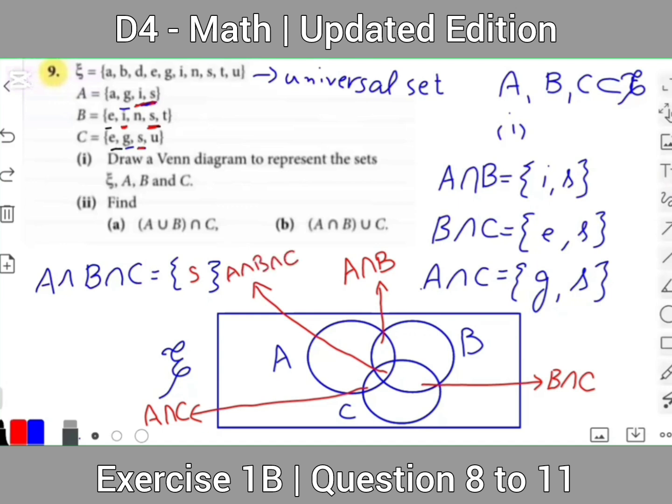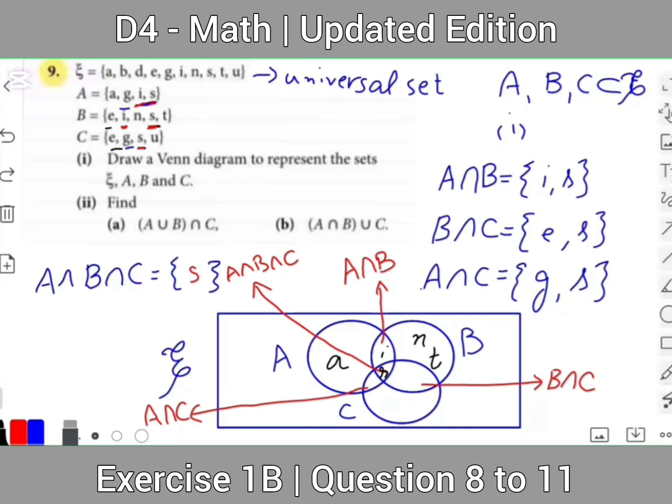Now we will fill in the elements in the respective regions. Since A intersection B is I, we will write down here I. And S will be written in the region A intersection B intersection C. The remaining elements in the set A will be A only. And the remaining elements in the set B will be N and D.